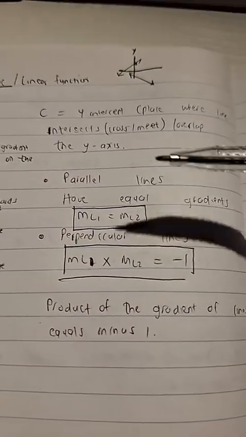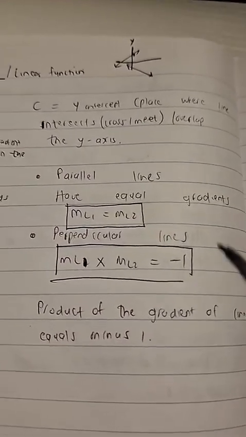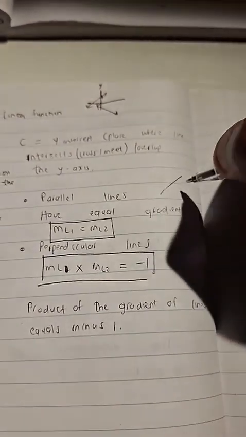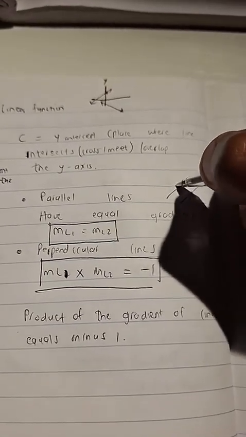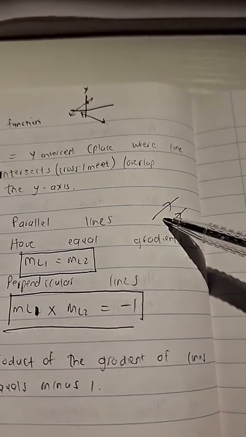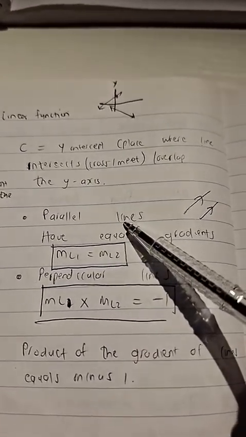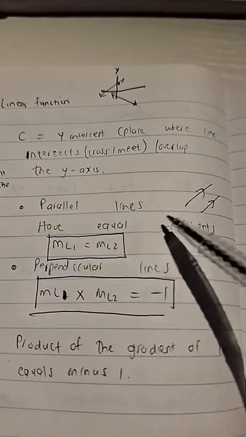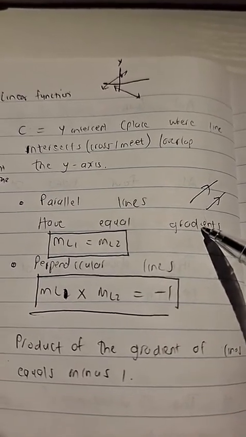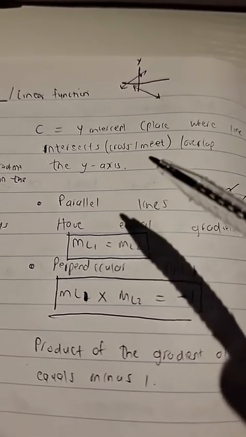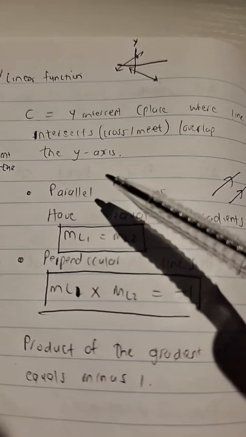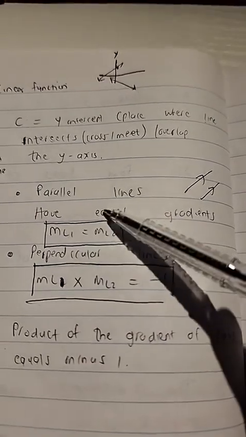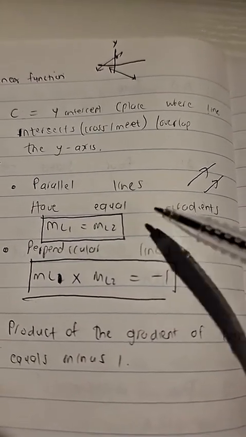Now something else to note that is very, very beneficial to know is that whenever we have lines that are parallel on the Cartesian plane, parallel lines have equal gradients. So an important defining feature or characteristic that parallel lines possess is that they have equal gradients.